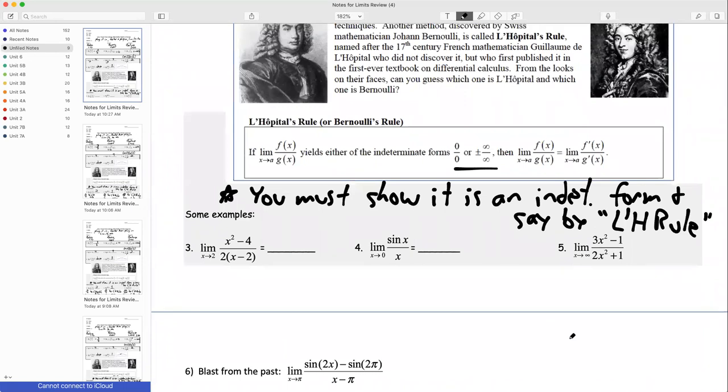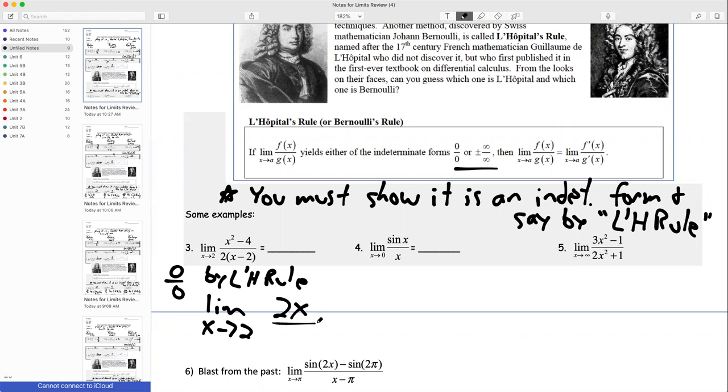Okay, so if I plug in 2, I've got 4 minus 4, which is 0, and then I plug in 2 in the denominator, and I also get 0. So this 0 over 0 shows that it's an indeterminate form. And so then I would say by L'Hopital's rule, so I'm going to rewrite the limit as x approaches 2, and then I take the derivative of the top function, which is 2x, and the derivative of the bottom function is 2, and then I plug in 2, and I've got 4 over 2, so the value of this is 2.